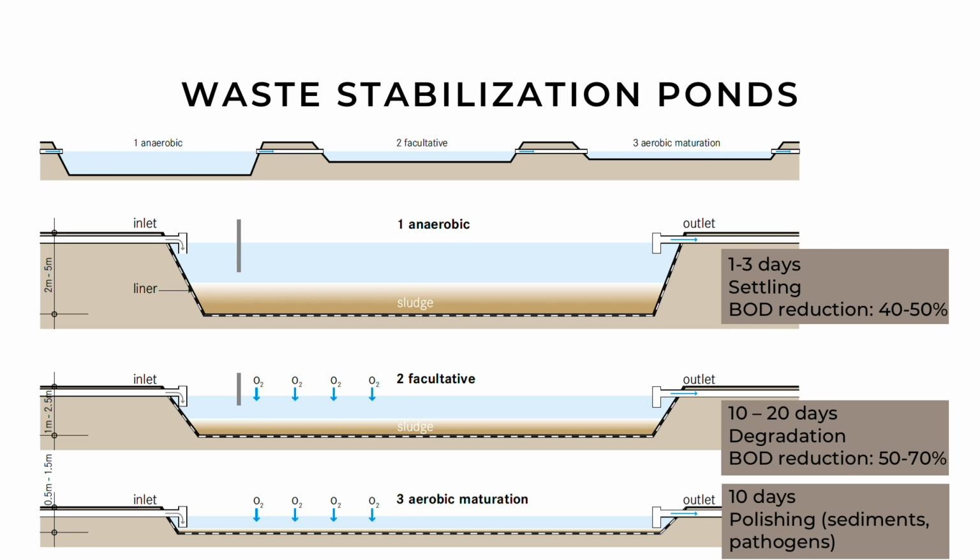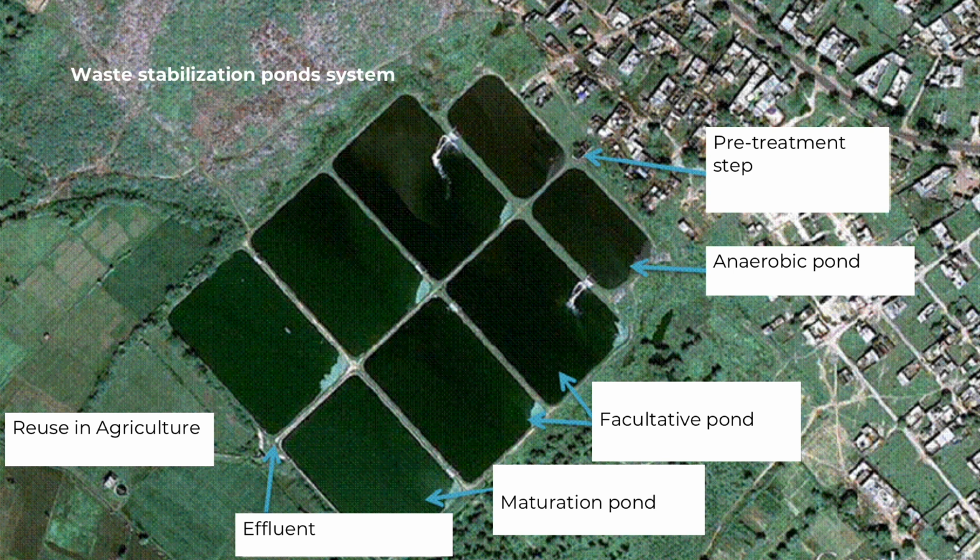When designing in series, the waste stabilization pond system does not require a sedimentation tank as a primary treatment, since the sedimentation of suspended solids happens in the anaerobic pond. Here you can see a system of stabilization ponds for the treatment of domestic wastewater for irrigation.